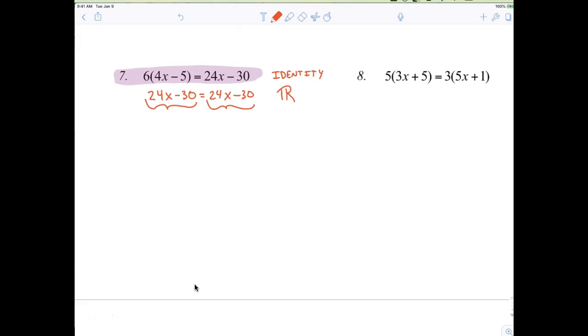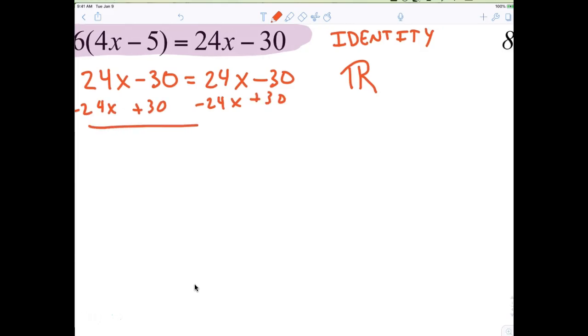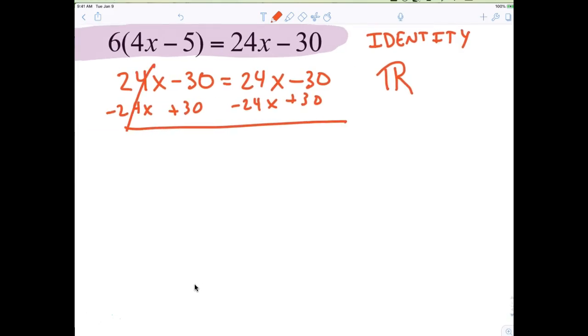Now, let's say you forgot. So here's how you're going to remember this. If you forget, you're going to subtract 24x, add 30, and what happens? Everything cancels. You get 0 equals 0.